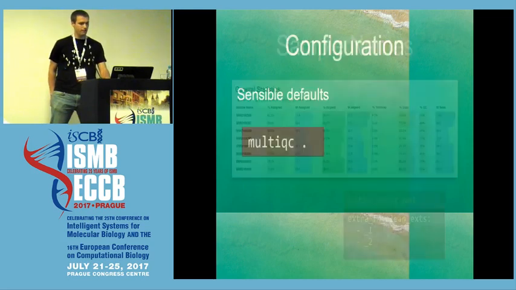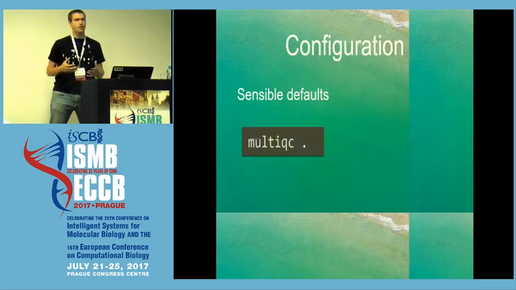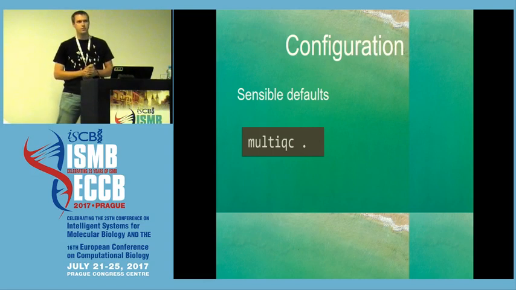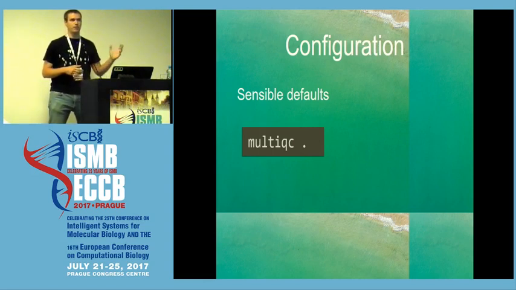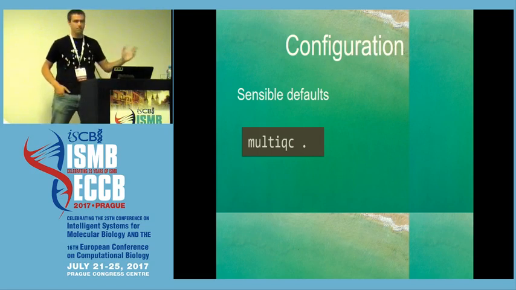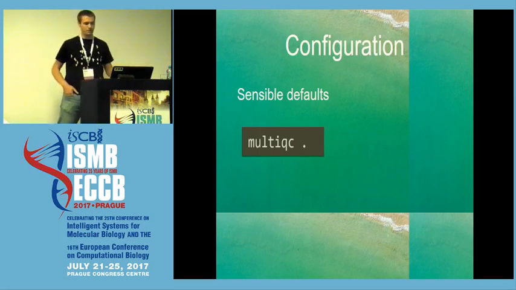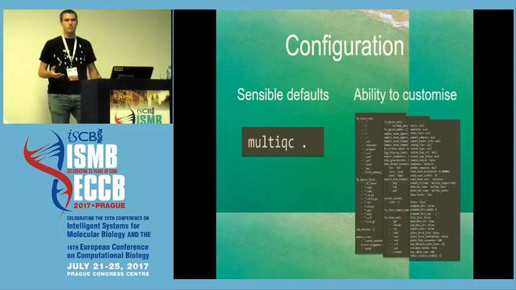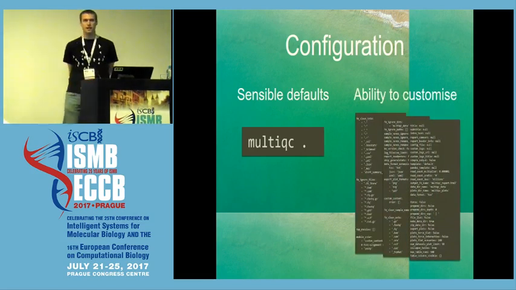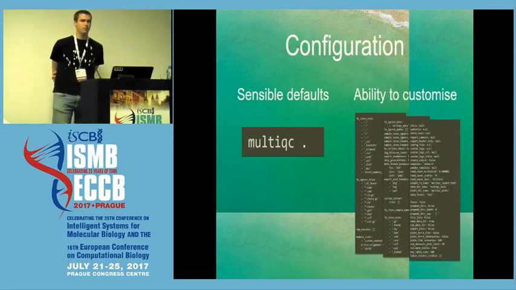On the theme of configuration, generally I try to make MultiQC as easy to install and run as possible. This is the main MultiQC command that most people will run most of the time. Just give it a current working directory, run MultiQC, and it doesn't need anything else. But behind that, there's a ton of customization options which are saved within MultiQC, and you can access any of these. So with your own YAML config file, you can really tweak and customize the way that MultiQC behaves.